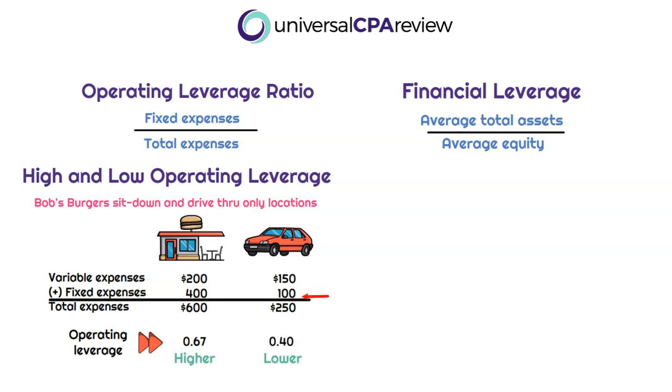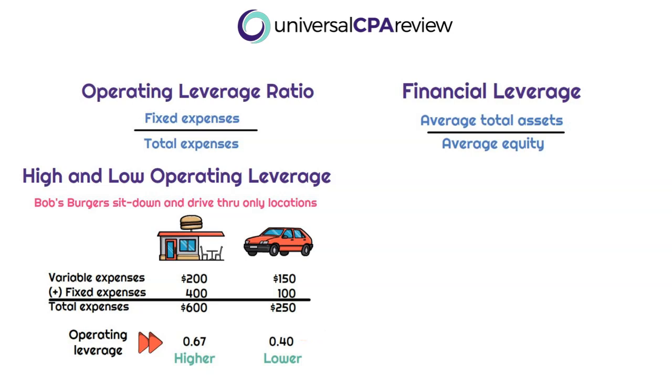And then for the drive-through, we can see that yes, the fixed expenses are obviously lower at $100, right? Just having a drive-through versus a full sit-down, of course it costs less. But because of that, maybe Bob's Burgers is going to have a higher variable cost, right? So for every burger they sell, those variable expenses cost more. Now, his operating leverage for that drive-through is 0.4. So yes, it is lower than the sit-down restaurant.